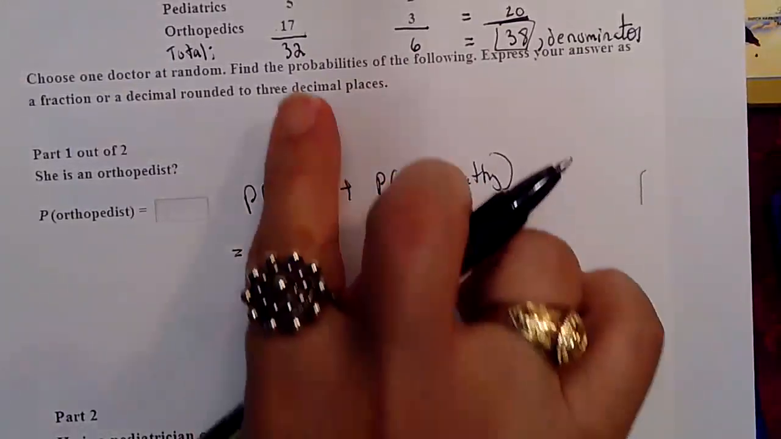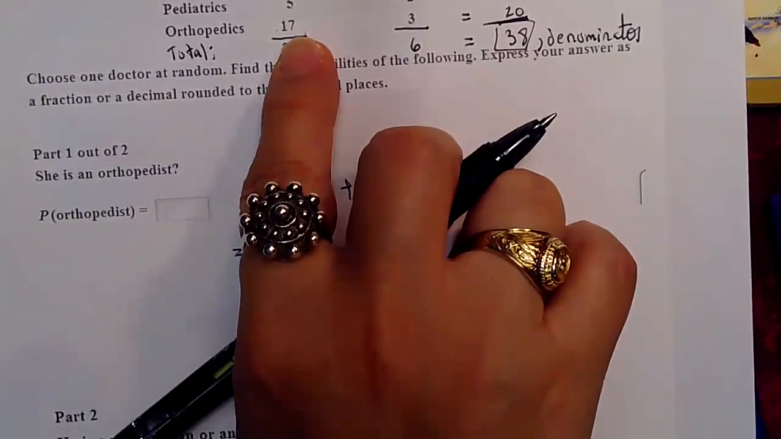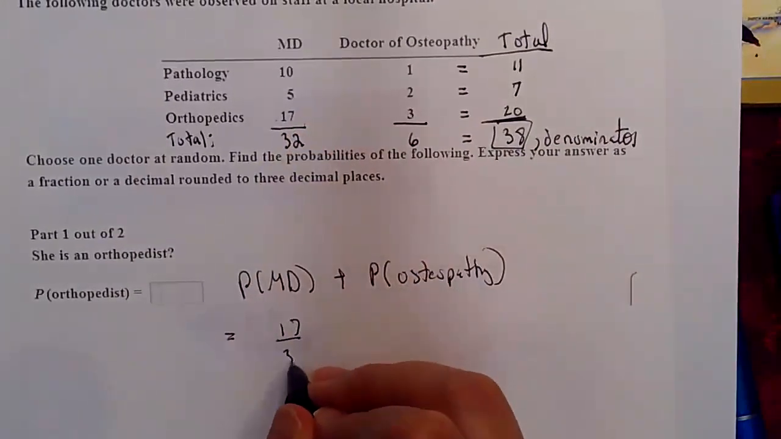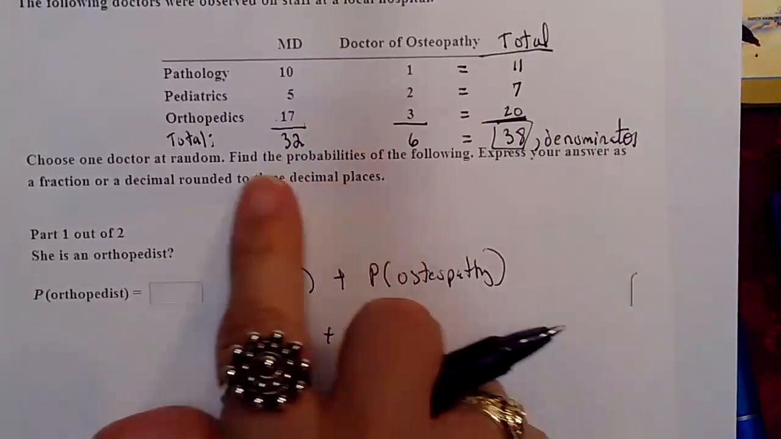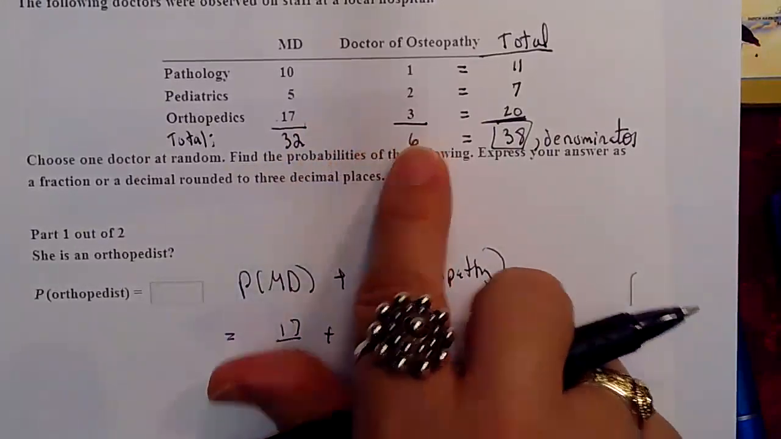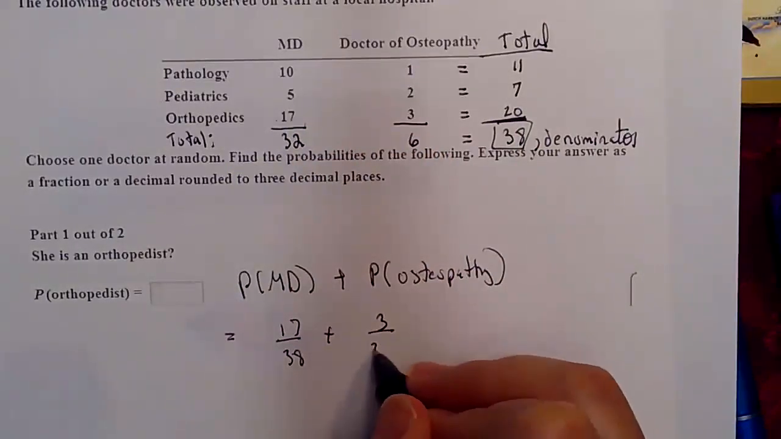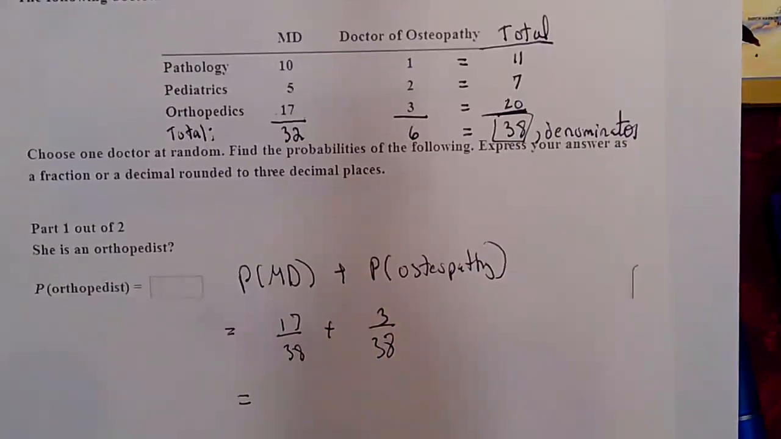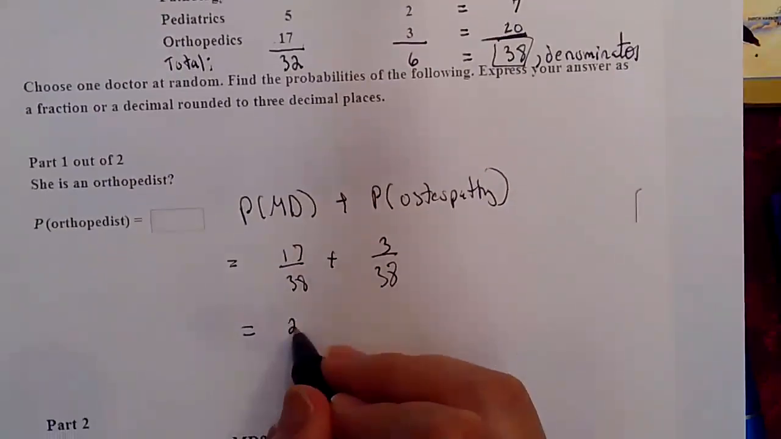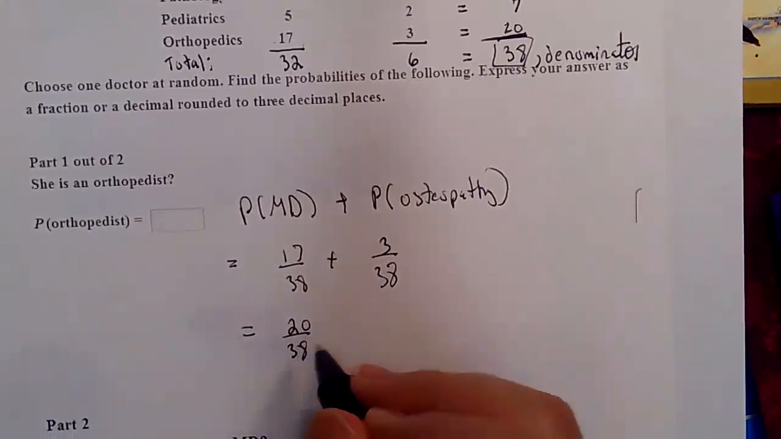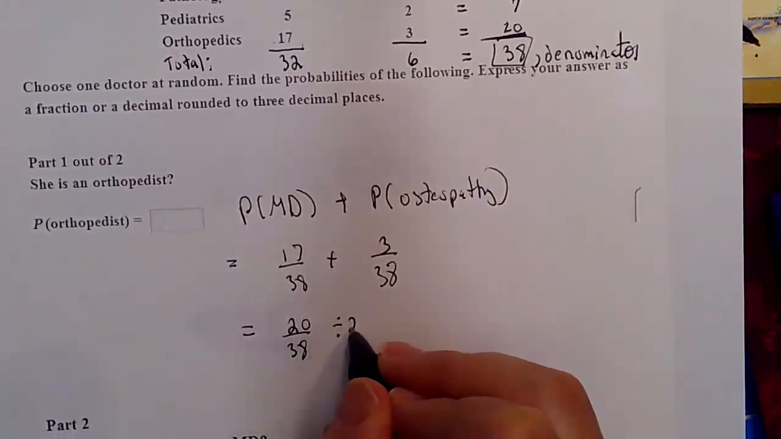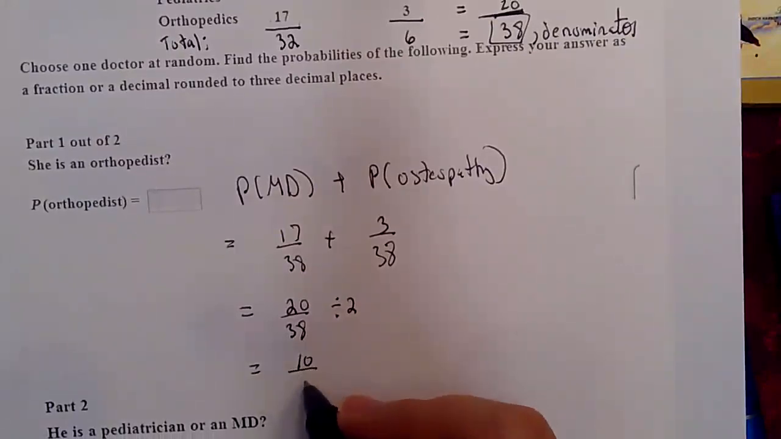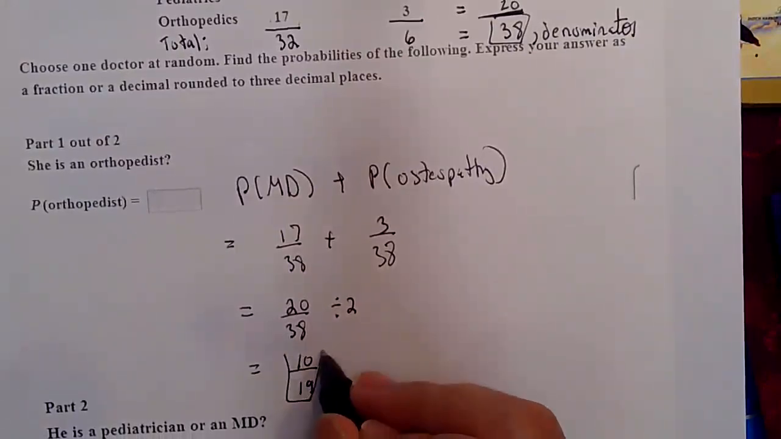So probability of the MD would be 17 out of 38, plus probability of the osteopathy would be 3 out of 38. And then 17 plus 3 is 20 over 38. And then this reduces by 2. These are even numbers. Half of 20 is 10. Half of 38 is 19.